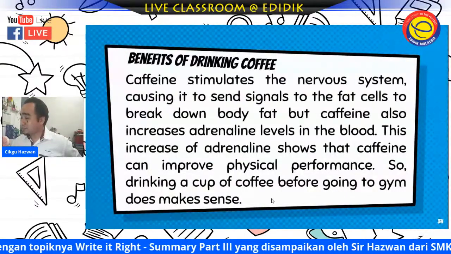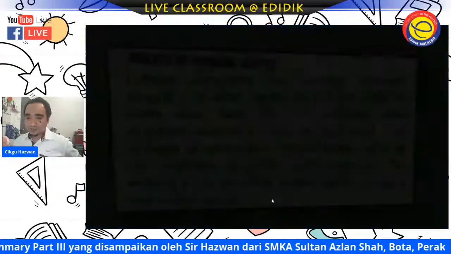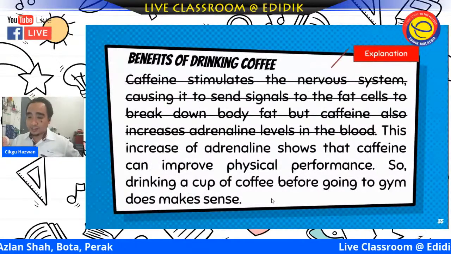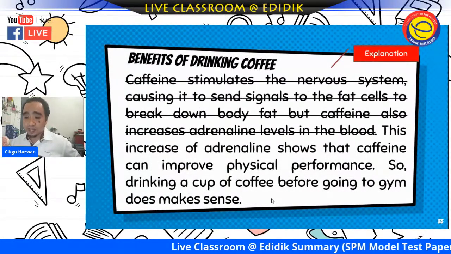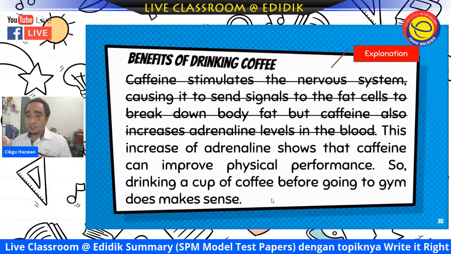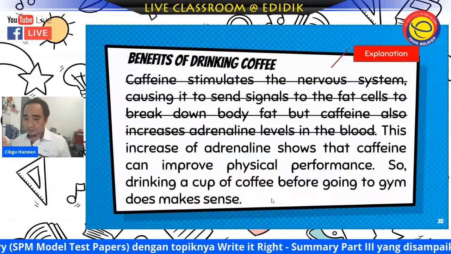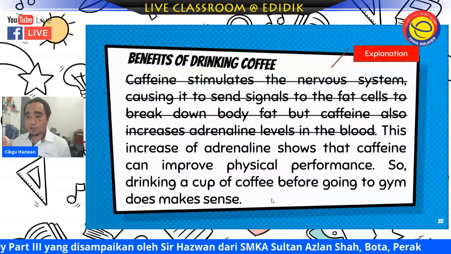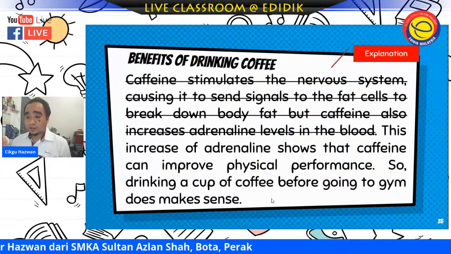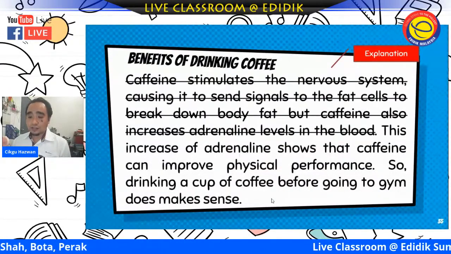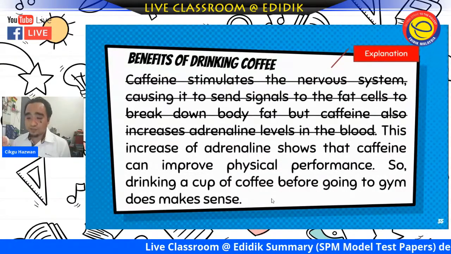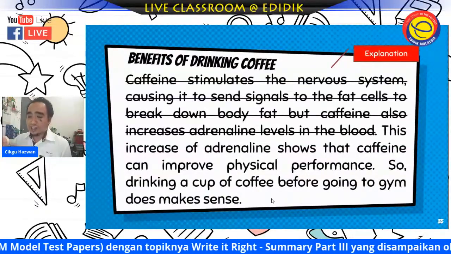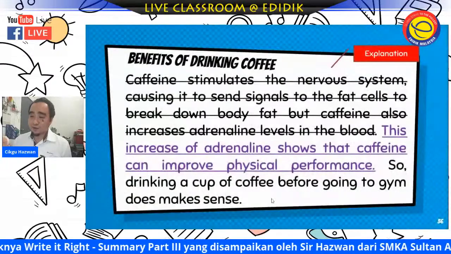Okay, wonderful. Okay, let's move on. So the first part of this paragraph, caffeine stimulates until it increases adrenaline levels in the blood, is just explanation because we are talking about the caffeine itself. We are not talking about coffee. We are talking about the element inside there, which is caffeine stimulates the nervous system, increase adrenaline levels in the blood. So this increase of adrenaline shows that caffeine can improve physical performance. So the benefit is actually improving physical performance.